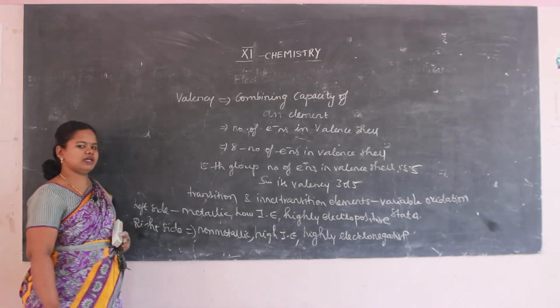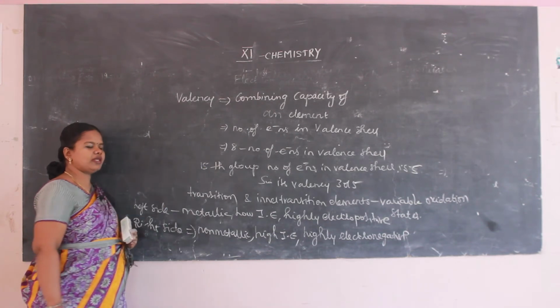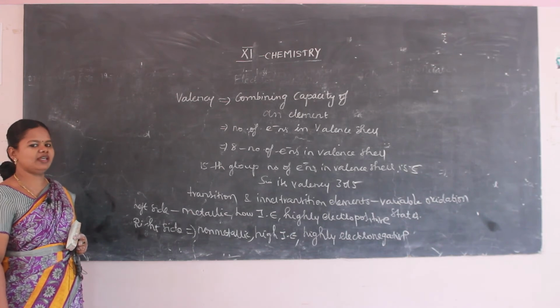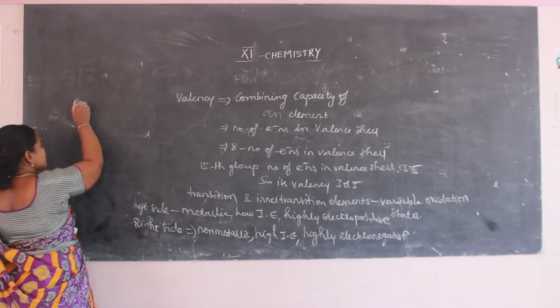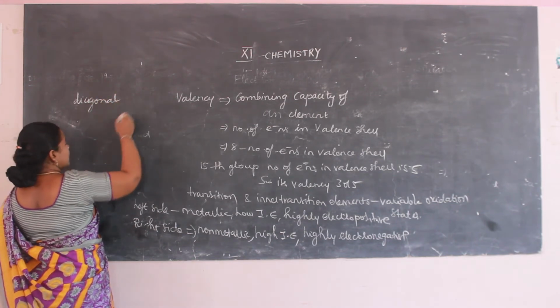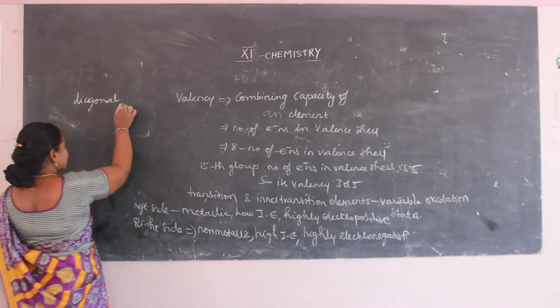So this is about the non-metallic nature on the right side. Then there will be similarity in property when elements are placed diagonally. That is known as diagonal relationship. The similarity in property when elements are placed diagonally is known as diagonal relationship.